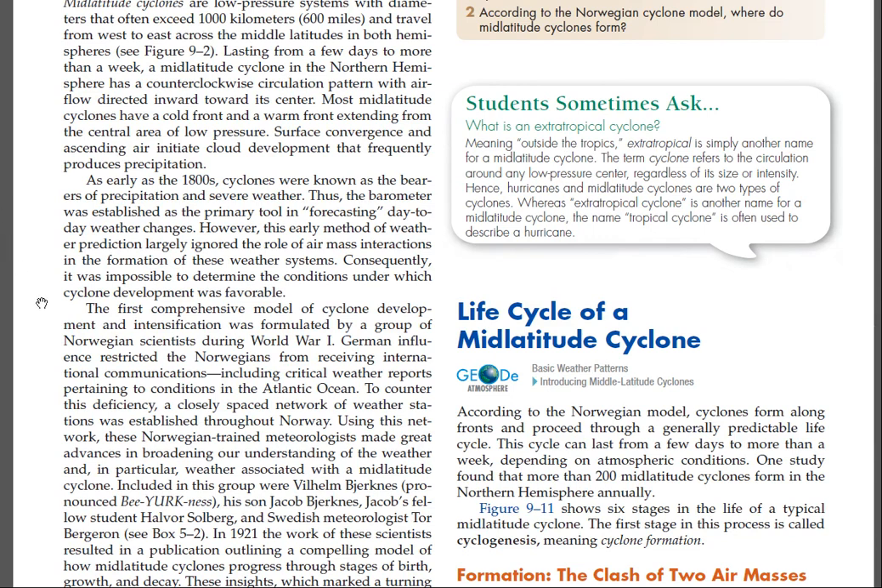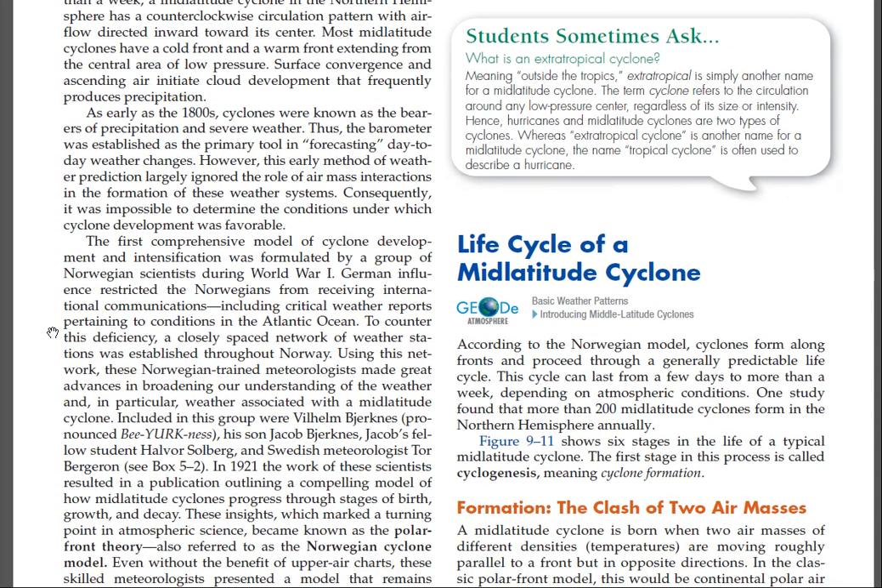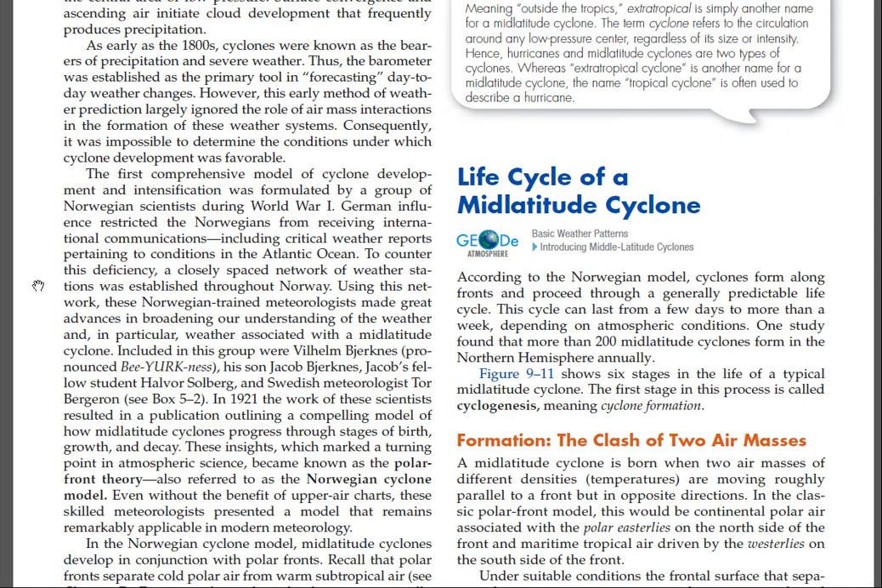The first comprehensive model of cyclone development and intensification was formulated by a group of Norwegian scientists during World War I. German influence restricted the Norwegians from receiving international communications, including critical weather reports pertaining to conditions in the Atlantic Ocean. To counter this deficiency, a closely spaced network of weather stations was established throughout Norway. Using this network, these Norwegian-trained meteorologists made great advances in broadening our understanding of the weather and, in particular, weather associated with a midlatitude cyclone.